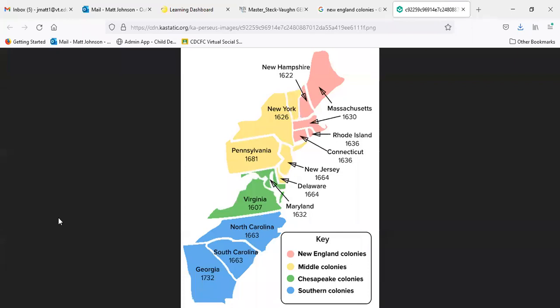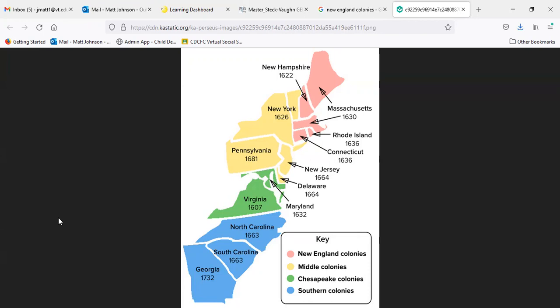There we go. Yeah. So this is a perfect breakdown. So the New England colonies are in that pinkish color. So Maine, New Hampshire, Massachusetts, Rhode Island, and Connecticut. So when you hear the New England area, that's typically what they refer to. Middle colonies: New York, Vermont, Pennsylvania, New Jersey, Delaware.